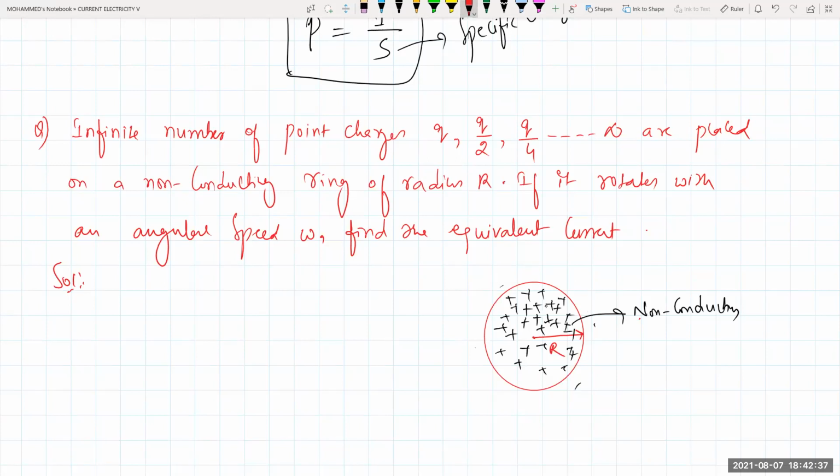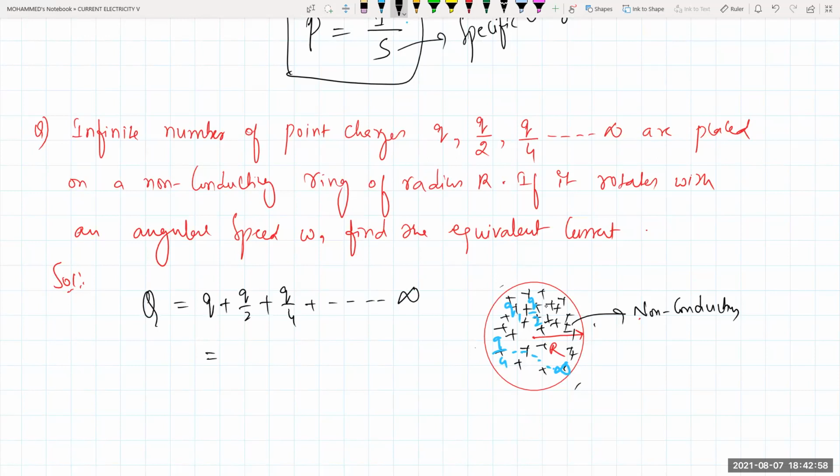So in this one I can write here, this is your charge. This one is Q. The next one is Q by 2. The next one is Q by 4, and so on up to infinity. That's what it's telling. That means the total charge Q is equal to Q plus Q by 2 plus Q by 4 plus so on up to infinity.